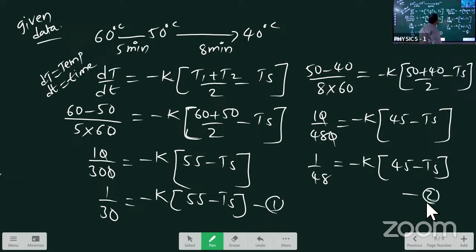This is equation number 2. If you remember, thinking of this much big problem, again I will give a short method, students. 1 by 48. So equation 1 divided by equation 2. If you substitute the K value, no problem, because we have different methods. Equation 1 divided by 2, we can get our answer.